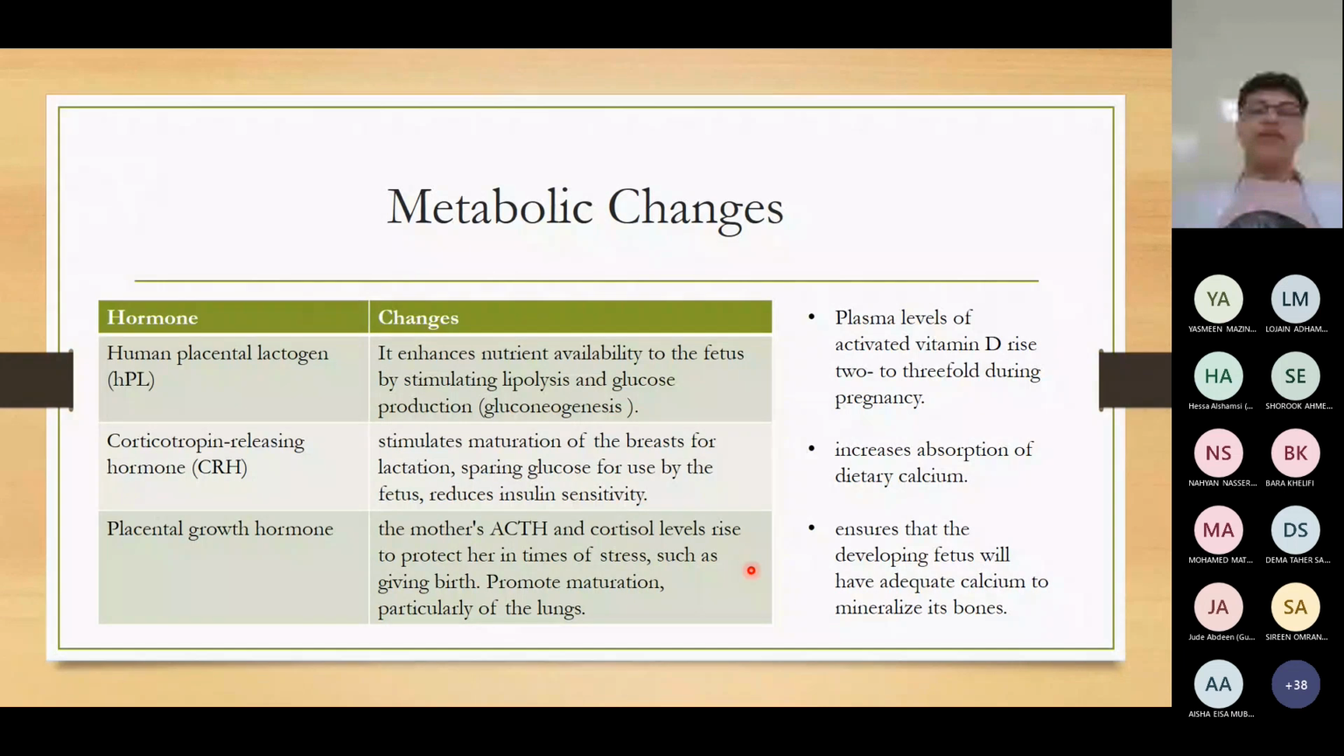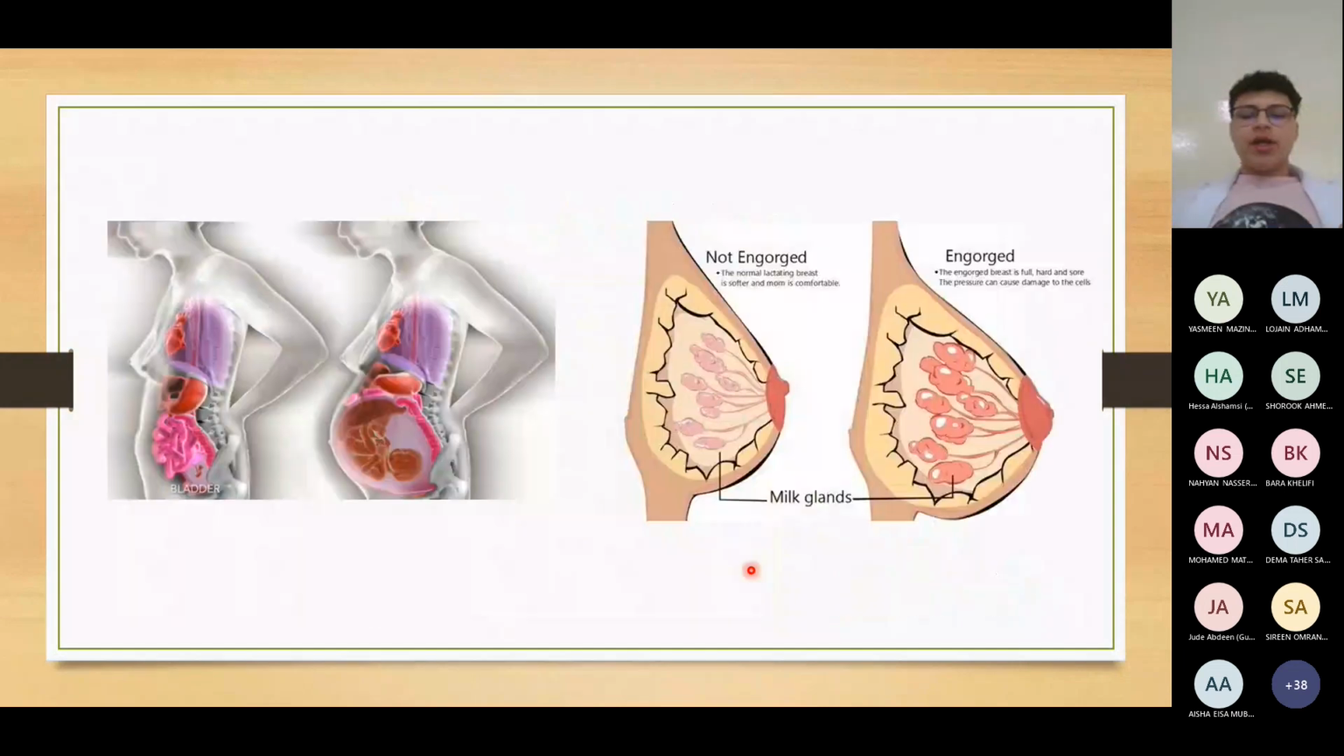Yes. Okay, metabolic changes. I just want to mention another point for the anatomical changes. Nutrition. Nutrition is very important. As you know, whenever we have a pregnant lady, we tell her, focus on your food. What do you eat? Why? Because it can affect the baby. Whatever the mother eats is going to be passed to the fetus. So she needs to be careful with what she eats.